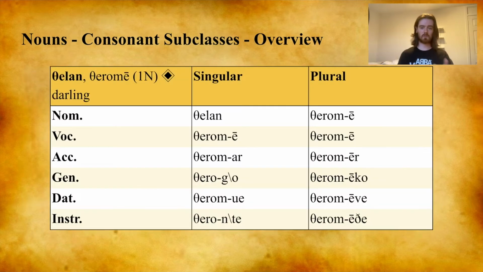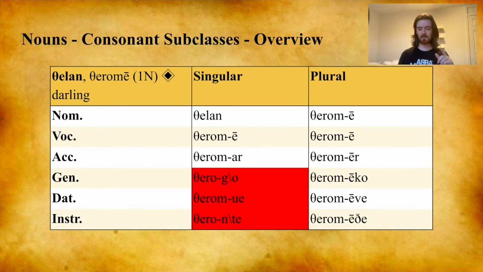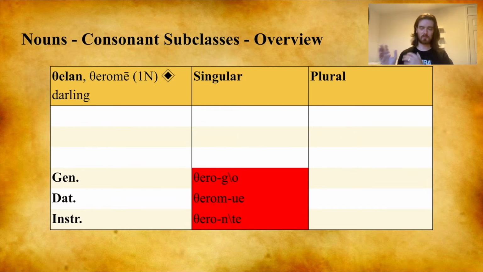It's important to note, if we look here at the full declension for thelan therome, that it is only the singular forms of the genitive, dative and instrumental which are affected by consonant endings. Therefore, we can disregard the other inflections within these noun paradigms for consonant subclasses because they're formed regularly according to the rules that we've seen in previous videos. Let's jump straight in and look at what these consonant endings are.